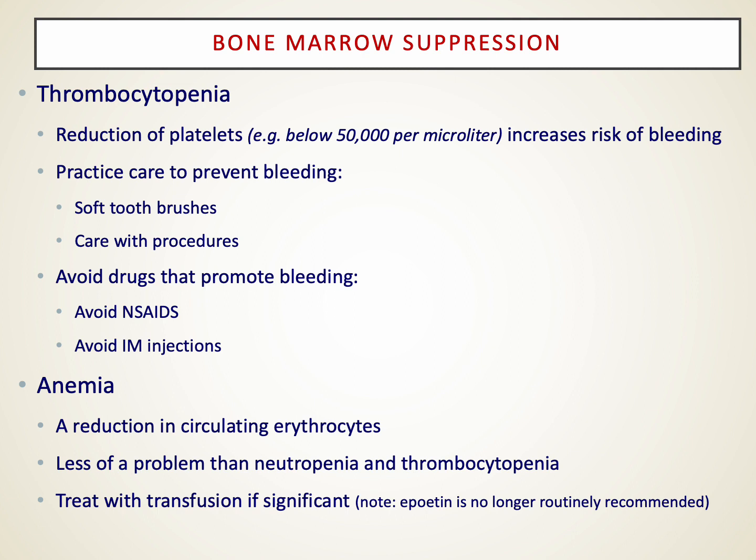Thrombocytopenia is also a problem. When platelets get below 50,000, we're particularly worried about bleeding risk. The lower the platelets get, the more concerned for bleeding we are. So we're also encouraging patients who are at risk for this to use soft toothbrushes, to take care whenever we're doing any kind of procedure, avoiding the drugs that are going to promote bleeding, the NSAIDs, avoid IM injections, those kind of things. And we're really careful about when we use anticoagulants in these patients.